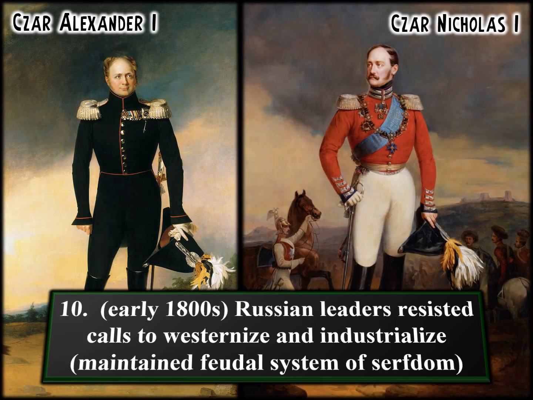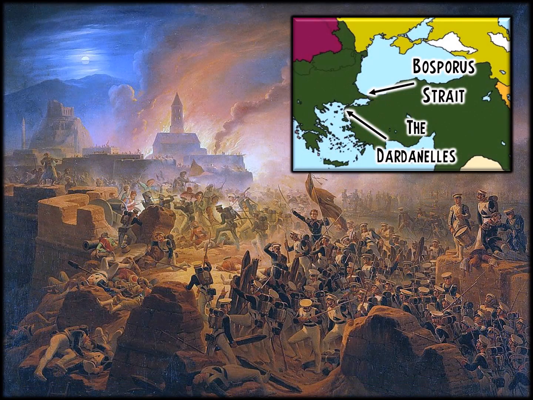In the early 1800s, the Russian leaders, as I said, resisted calls to westernize and industrialize. Under Tsar Alexander I, we see it first, maintaining the feudal system and serfdom, and certainly under his successor, Tsar Nicholas I. Tsar Nicholas I will be a reactionary conservative, actually, and not only maintain serfdom, but maybe even turn the clock back 100 years or so in terms of liberties that people may have been able to gain earlier in the rule of Alexander I.